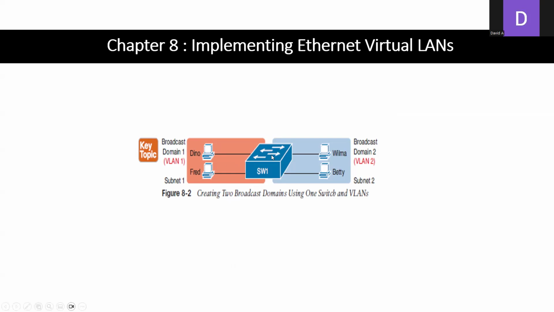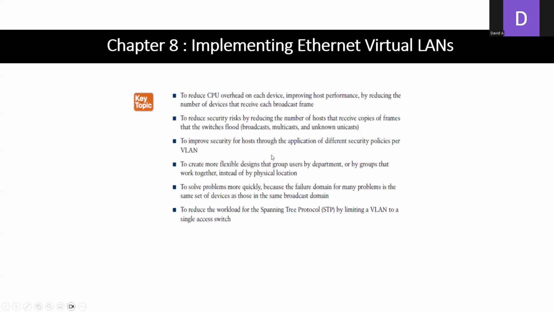Okay, let's talk about a couple of the reasons why choosing a smaller broadcast domain, aka VLAN, would help your design. One, to reduce CPU overhead on each device, improving host performance by reducing the number of devices that receive each broadcast frame. That's what I just spoke about.